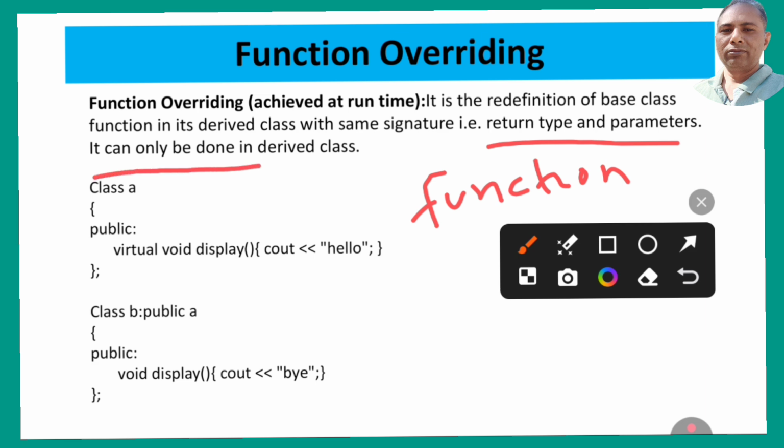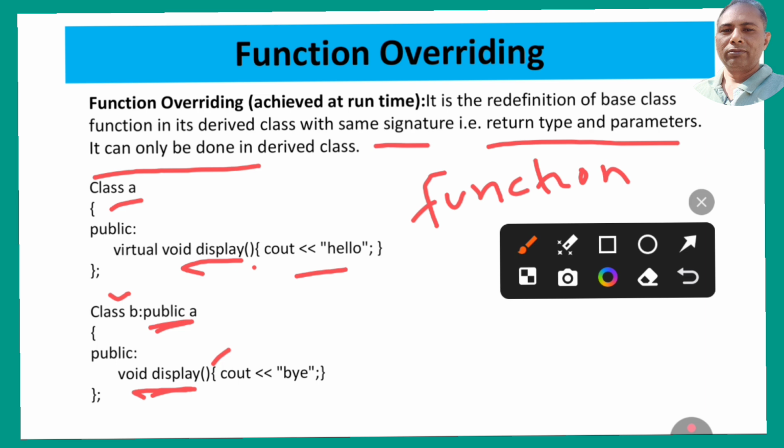We can have one example here. One class is class A, and we have defined one function, void display, in which we are displaying hello. Now class B is inherited from class A. In class B also we are defining the same function, void display. The name is the same, and there is no parameter here and no parameter there. So we are using the same signature. This is one example of function overriding.